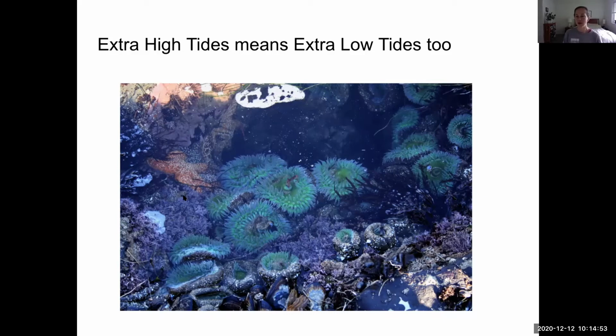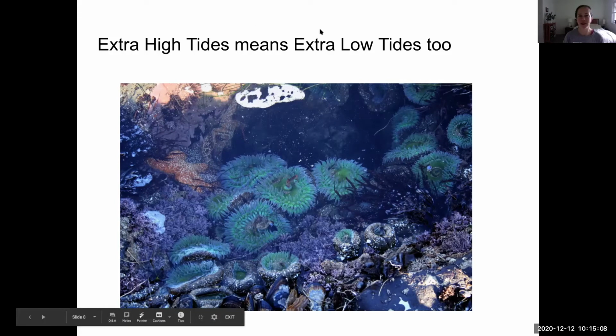So I'm going to hand it over to Claire to talk more about how we can use king tides to visualize future sea level rise, because that's another thing that we can think about when we're out looking at the king tides. All right, over to you, Claire.